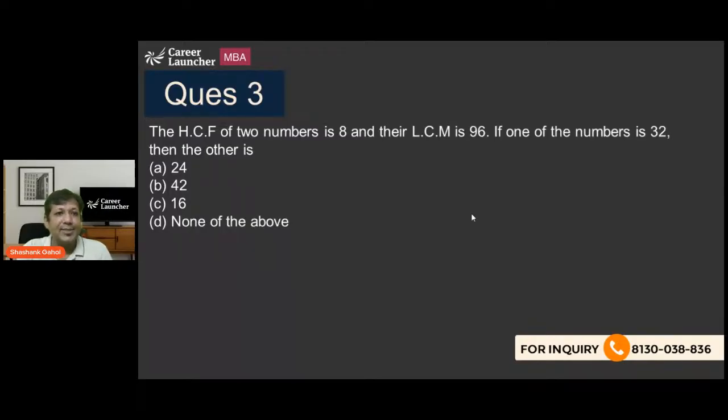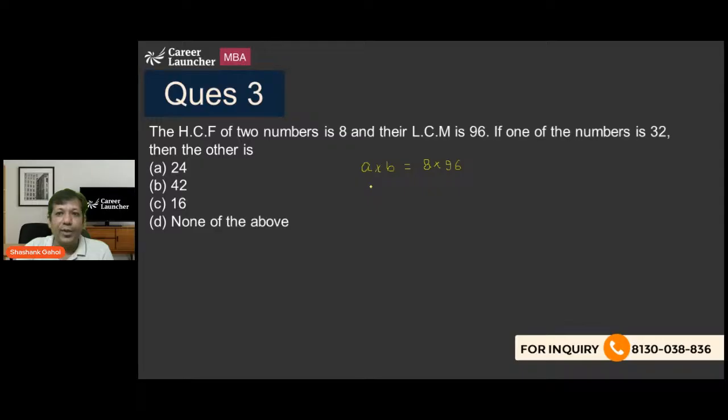Now, what does it say? It says that HCF of the two numbers is 8 and LCM is 96. What is the other number? Okay. So again, I'm going to use the same concept: the product of the numbers, that is A into B, is equal to the product of their LCM and HCF.